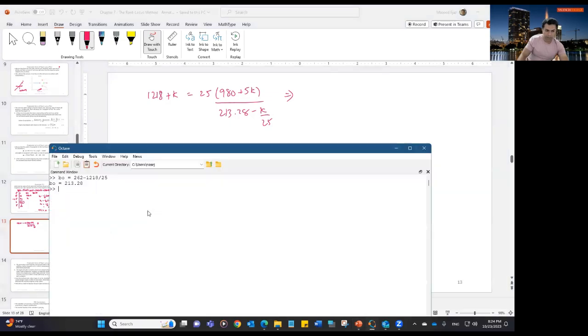I'm not sure if I'm going to get the correct answer or not, but let's try it. So you have 25 times that, and that's going to become 25 squared. Let's see. Let's say A is equal to 25 times 213.28. That's going to be 5332.